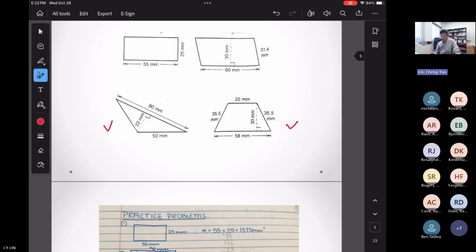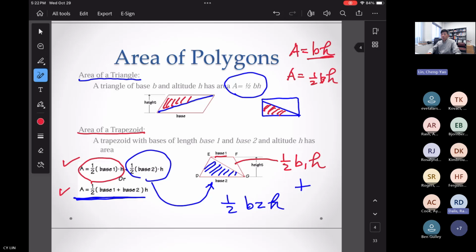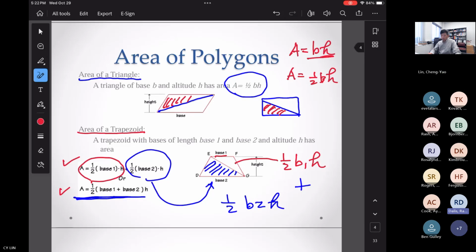Triangle and trapezoid, okay? Take a minute to work on the triangle and trapezoid. I understand everything, but the process, I don't know if I'm gonna calculate. Yeah, use the formula right here.